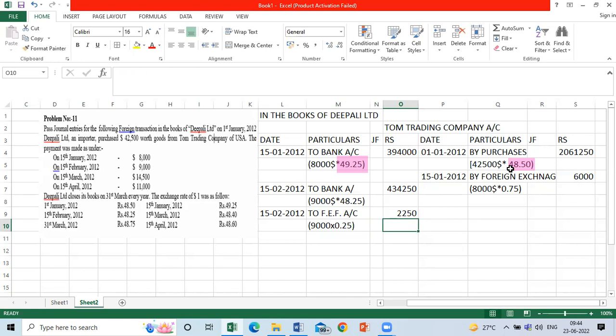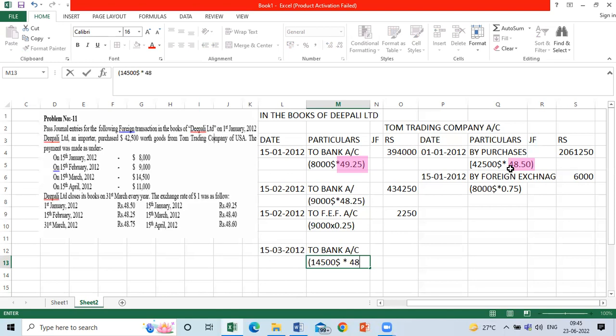Third entry is on 15th of March. We paid $14,500 to bank. How many dollars? $14,500 multiplied by, what is the rate on 15th of March? Sir, 48.40. 14,500 multiplied by 48.40 will be 7,01,800.